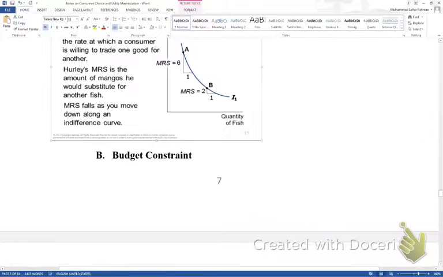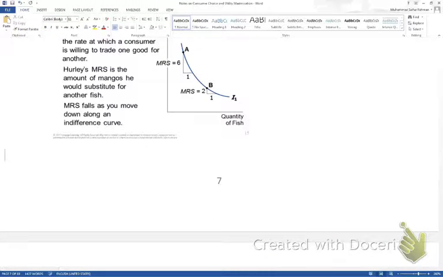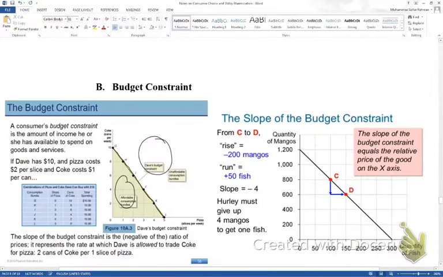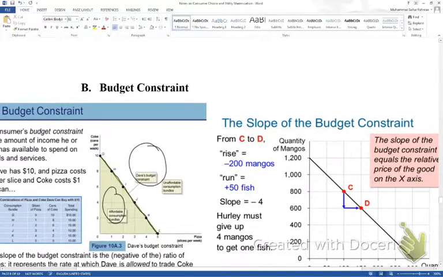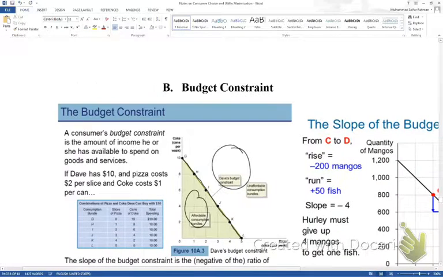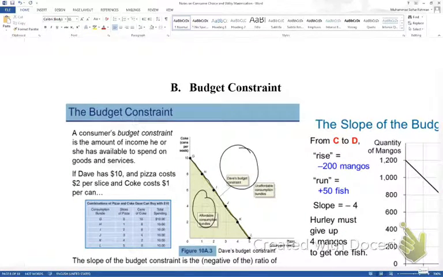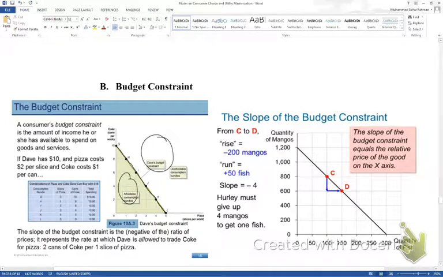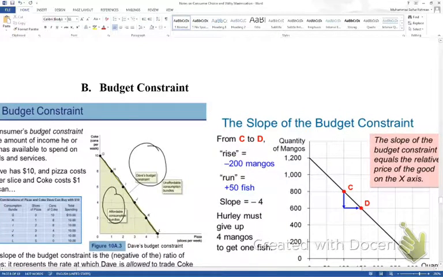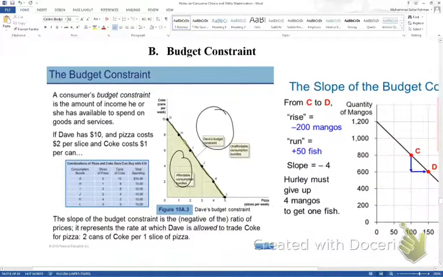Let us now move to the next concept. The next concept is called the budget constraint. The budget constraint is an equally important concept in economics. So let's read the budget constraint. In order to understand budget constraint, I probably need to raise the thing a little bit. I first want to focus on this one on the left hand side.